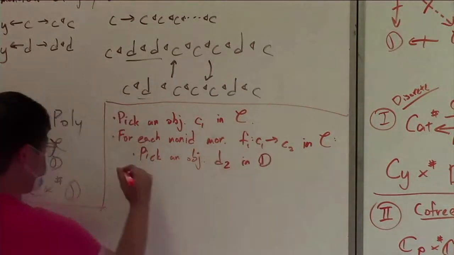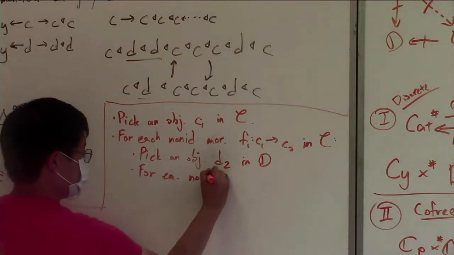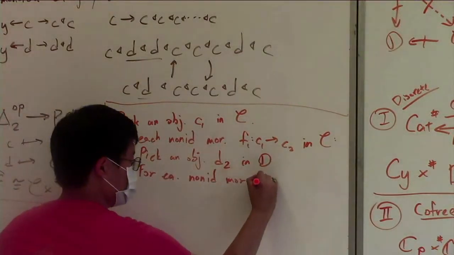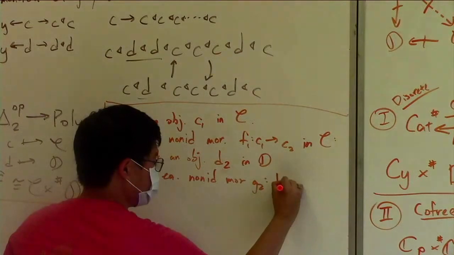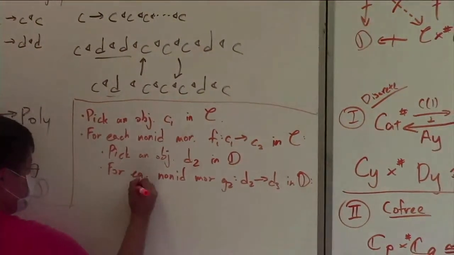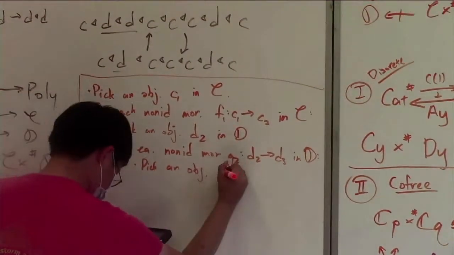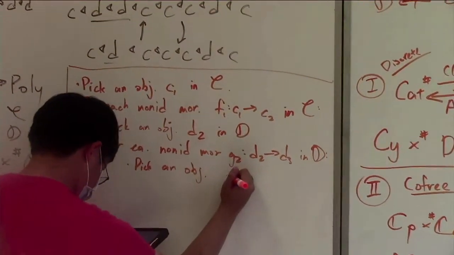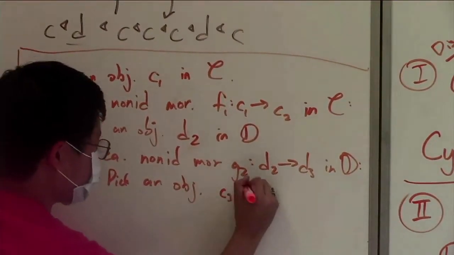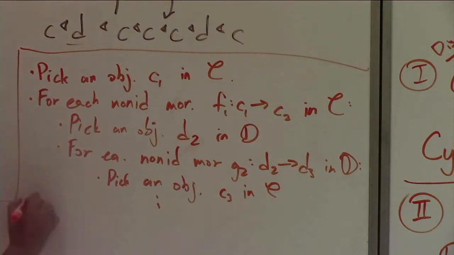And then we're going to repeat this process. So for each non-identity morphism G2 coming out of D2, we're going to pick an object C3 in C, and so on. We're going to repeat this. And then after all of that, we're going to do this again, but switching the roles.